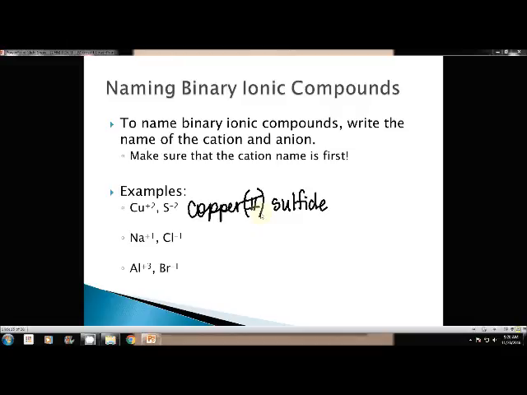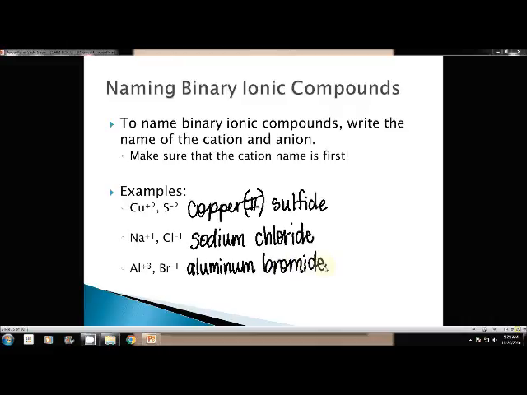The next one we have Na+1 and Cl-1. So Na is called sodium, and sodium is not a Roman numeral element because it's from 1A. So that means that every time it's going to be a +1 charge, so no Roman numeral needed. And Cl stands for chlorine, but it's second, and it's the anion, so we're going to call it chloride. Sodium chloride. And the last one, we have Al+3 and Br-1. So Al+3 stands for aluminum, and Br-1 stands for bromine, but we're going to change it to bromide. So naming's not that bad.